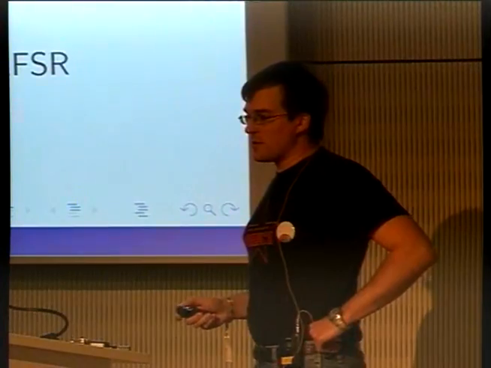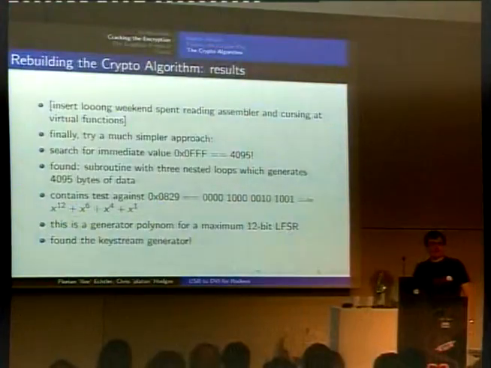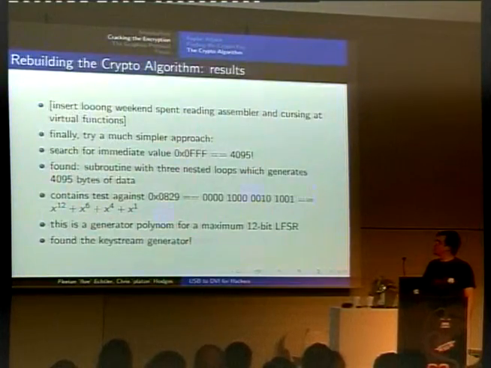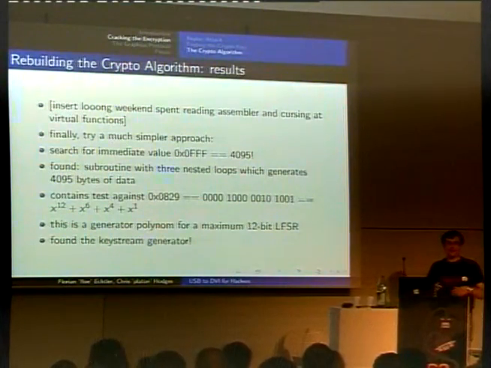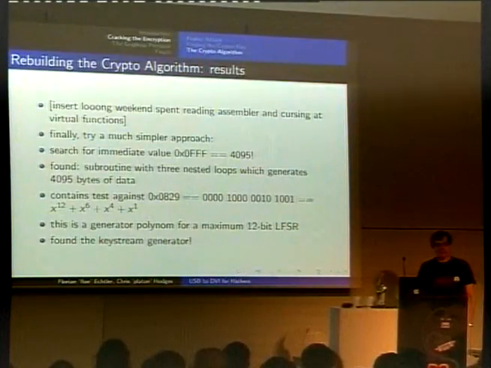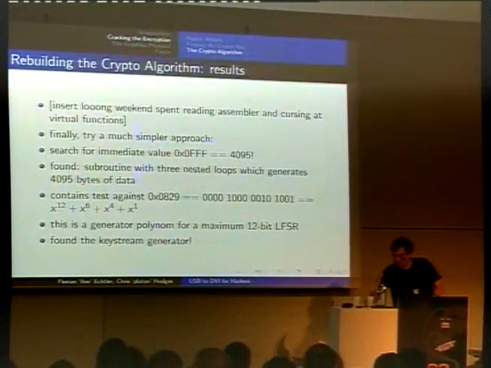And when you check, for example, Wikipedia on LFSRs, you always need a generator polynomial, and only certain ones of these generator polynomials are actually generating a maximal LFSR. Well, and this one is one of them, so we were pretty certain at that point that we had found the key stream generator.